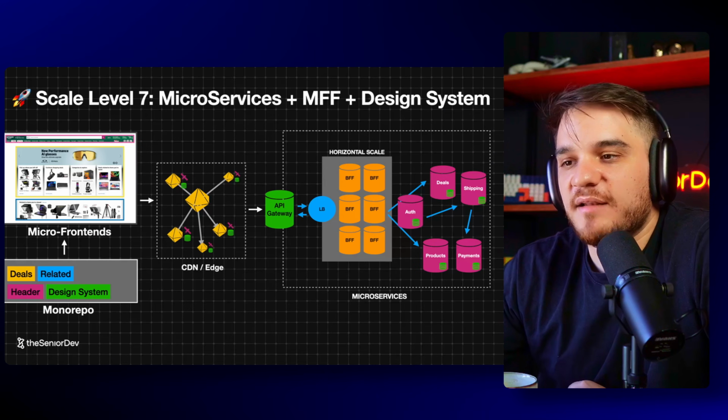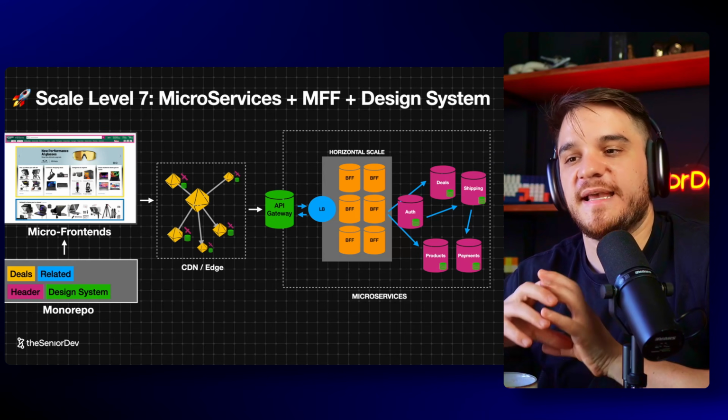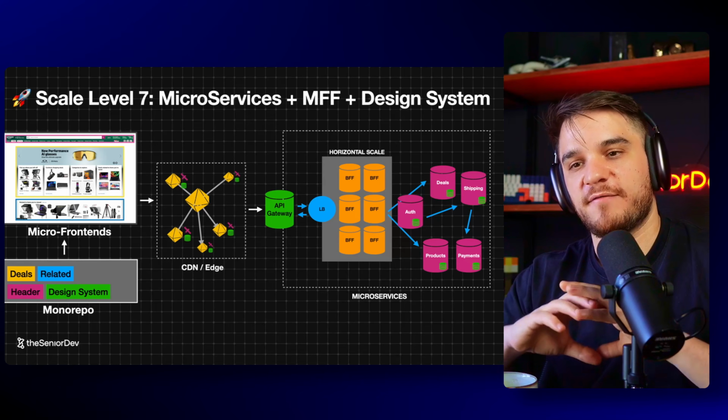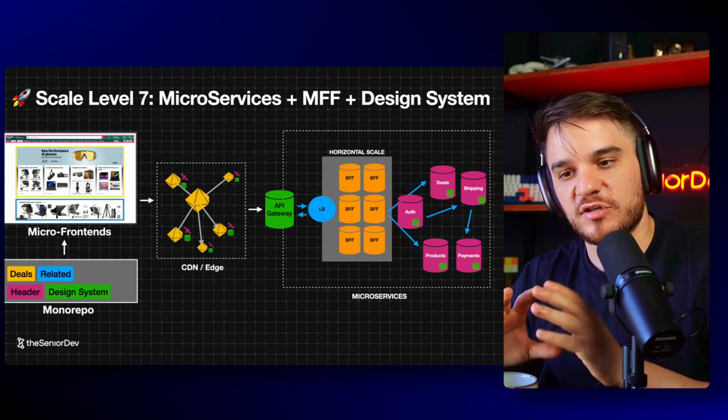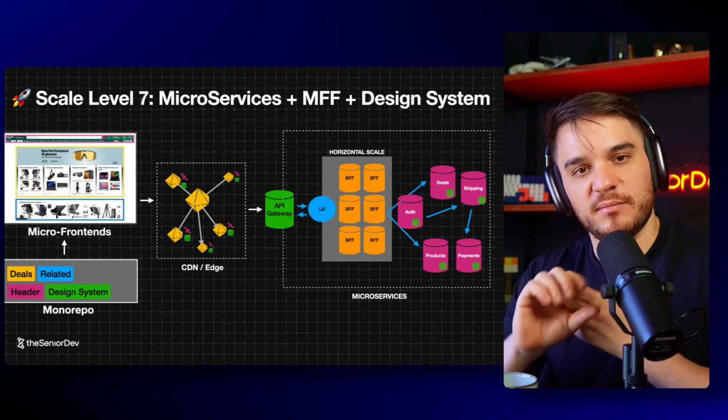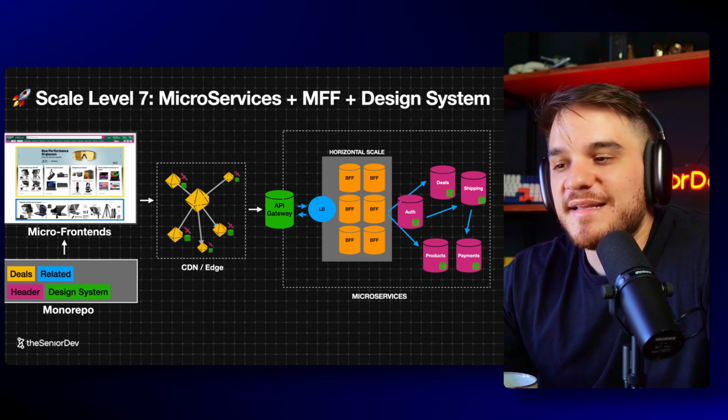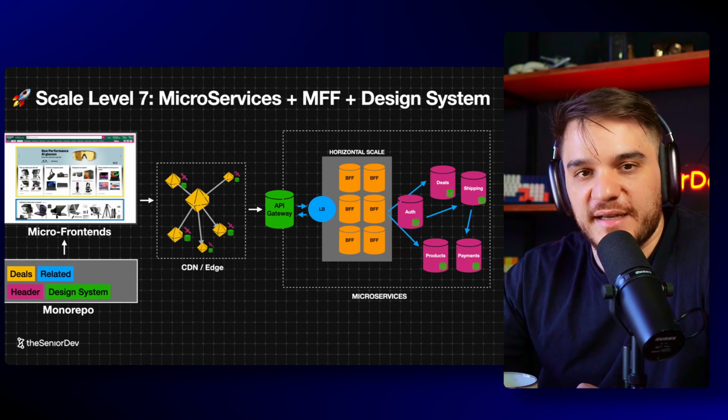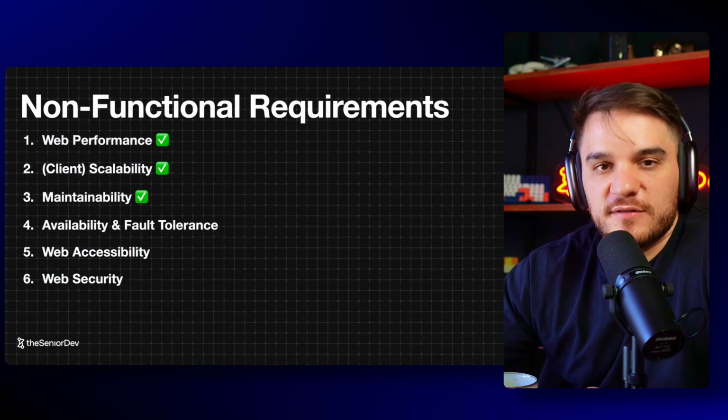And that would be our scale level number 7, where we scale our organization, where now we can have many engineers contributing on the same application because we have micro frontends and a monorepo together with all the other scaling infrastructure behind that. Now let's talk about availability and fault tolerance.